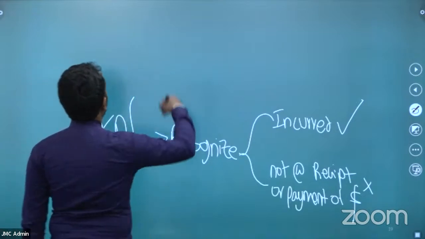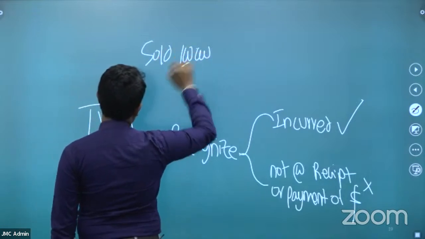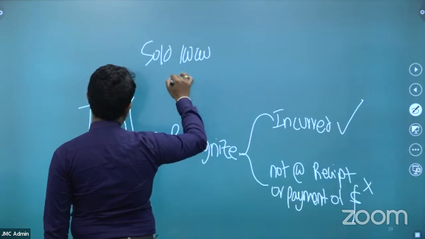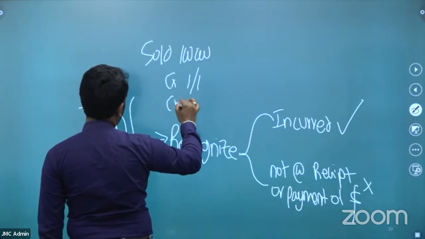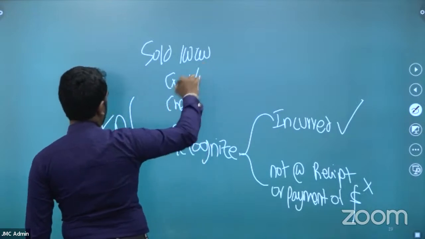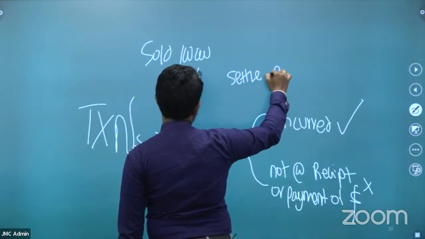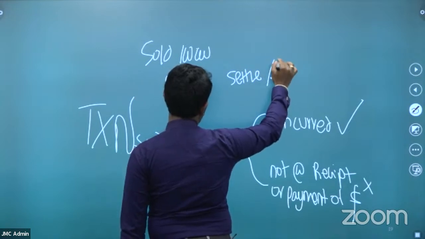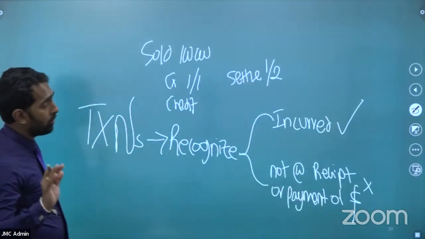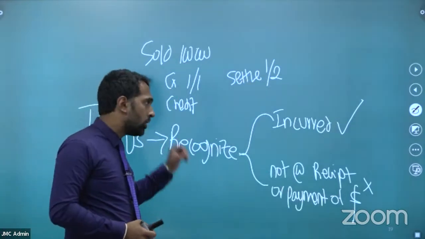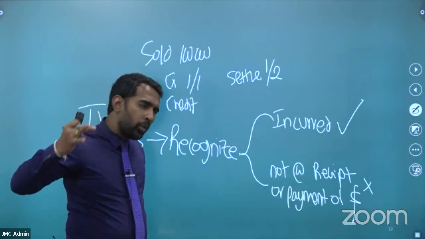For example, a business sold 100,000 worth of items to a customer on first of Jan on a credit basis. The customer is going to settle this on 1st of February. Now here you have made a sale, no? Sale has already incurred. So we have to recognize the sale today.